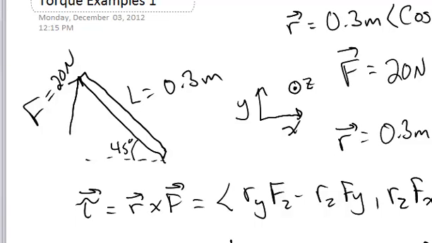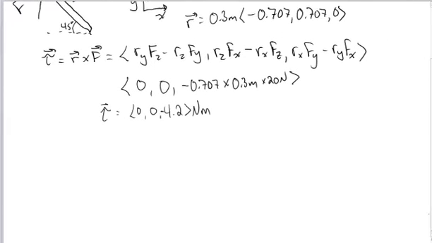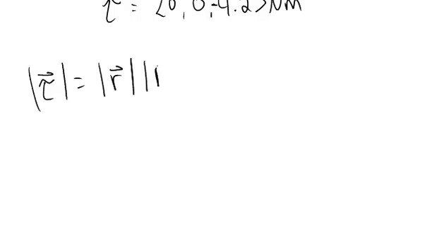Now let's try the scalar method. The scalar method tends to be a little bit easier. The only thing is you then have to insert the direction of the torque manually. So the magnitude of torque is equal to the magnitude of r times the magnitude of F times sine theta.